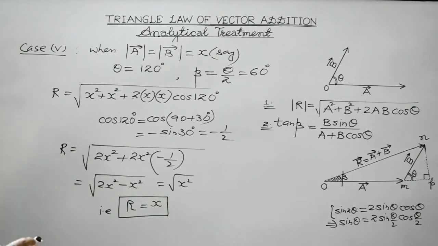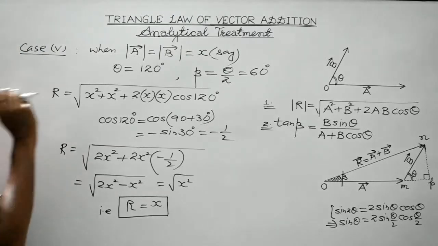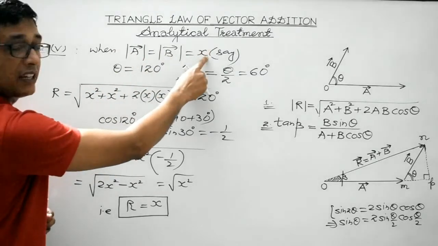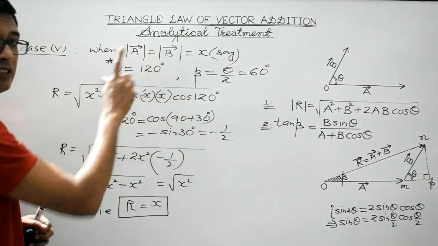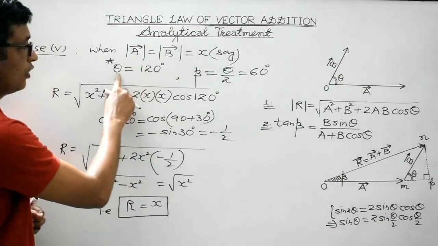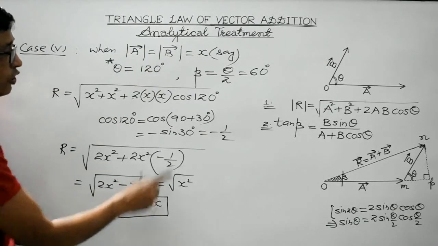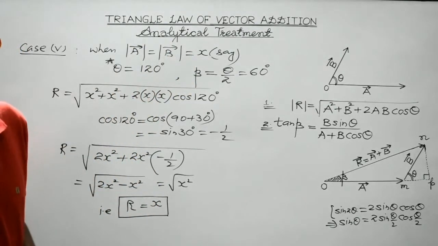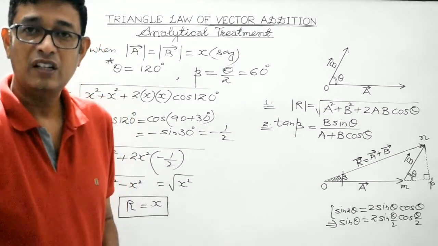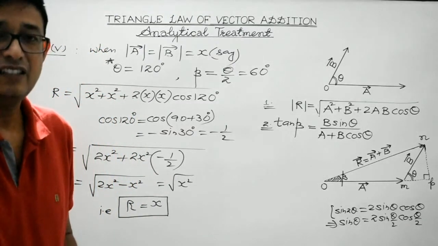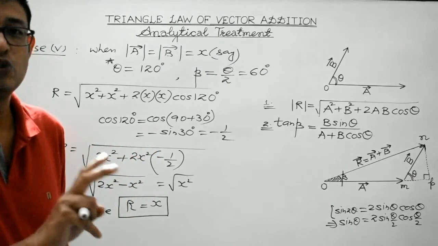So that's a very, very important result. So what's the conclusion to it? Please listen to me very, very carefully, right? If the two vectors are of equal magnitude and inclined at an angle of 120 degrees, then the magnitude of the resultant is equal to the magnitude of either of these two vectors. Clear, students? So whenever the vectors are equal in magnitude and the angle between them is 120 degrees, then the magnitude of the resultant is also equal to the magnitude of either of the two given vectors.